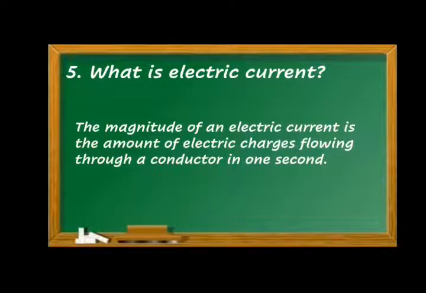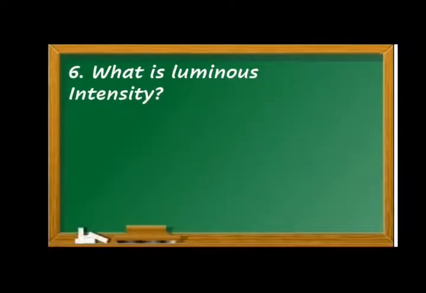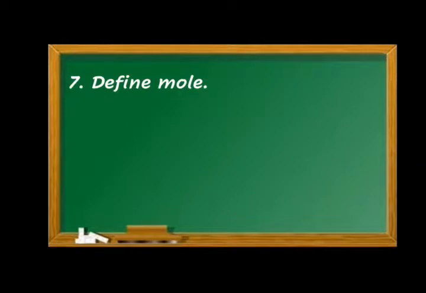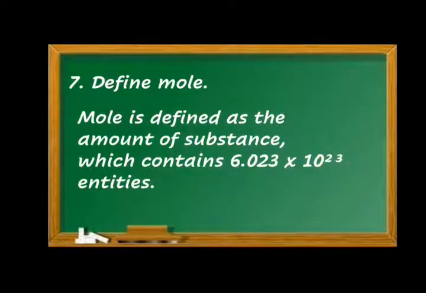Electric current is denoted by I, and I is given by the formula I is equal to Q by T. What is luminous intensity? The measure of the power of the emitted light by a light source in a particular direction per unit solid angle is called luminous intensity. Define mole. 1 mole is defined as the amount of substance which contains 6.023 × 10^23 entities.